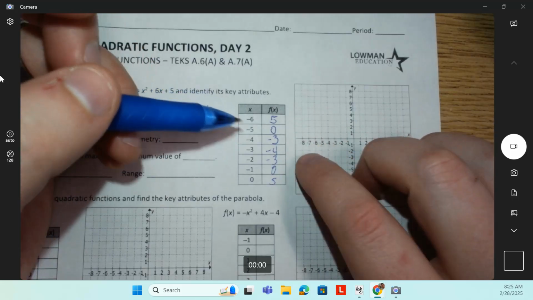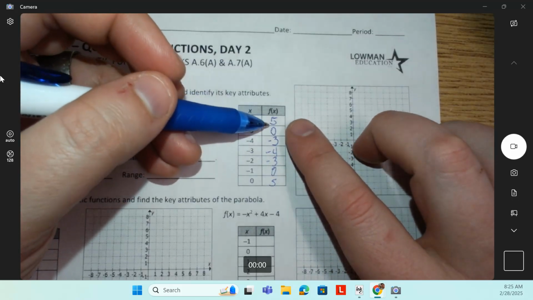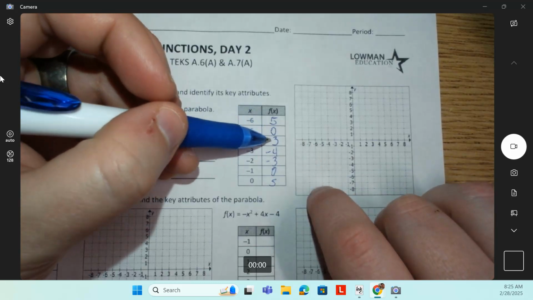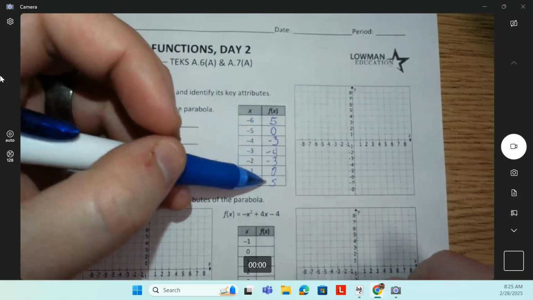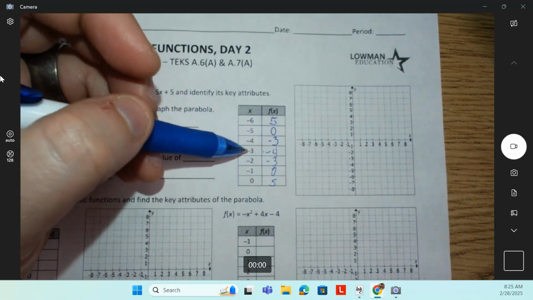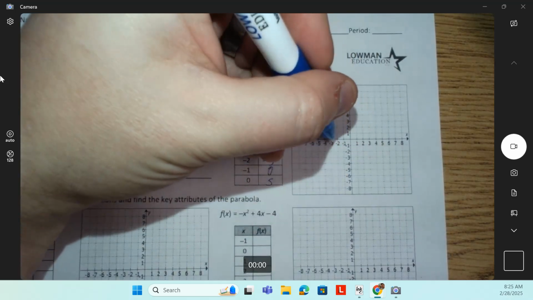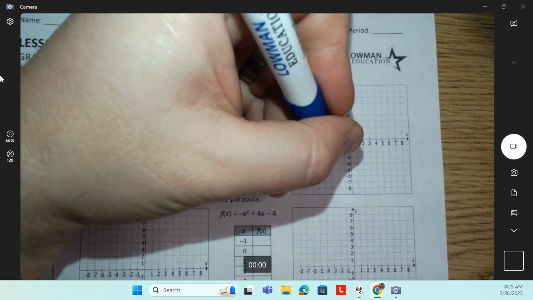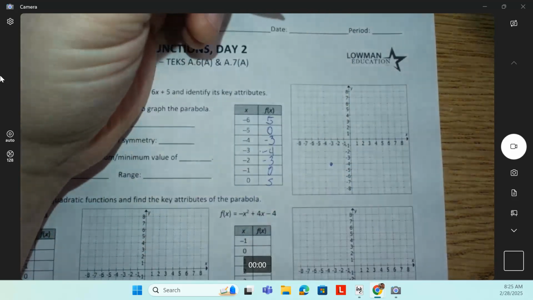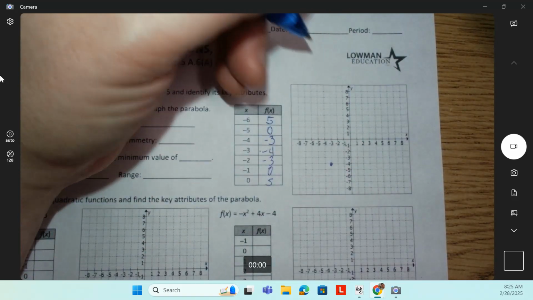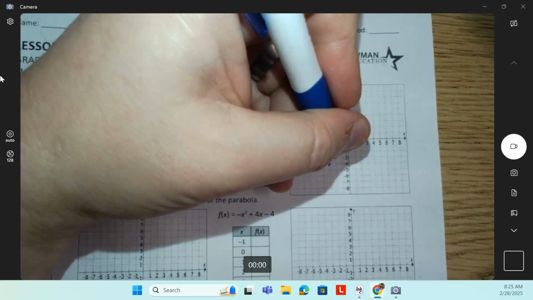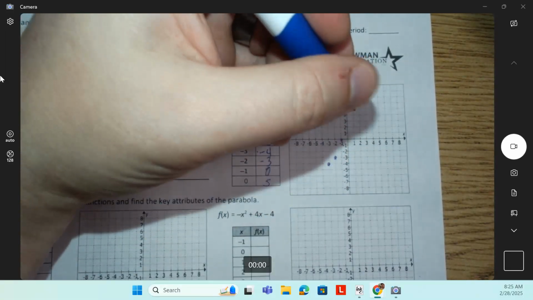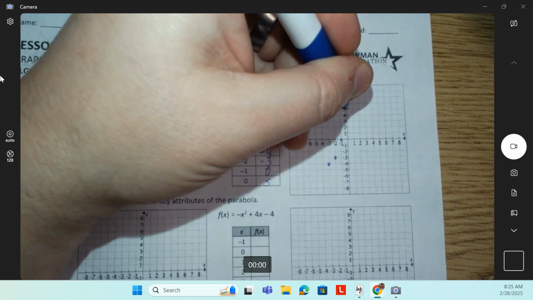I'm looking for, and you can use your graph again to find the vertex, but really we're looking at that point where it's lowest: 5, 0, -3, -4, -3, 0, 5. -4 would be my lowest point. So if I go over to -3 down to -4, that's going to be my lowest point. And then I have -2, -3, -1, 0, and 0, 5.